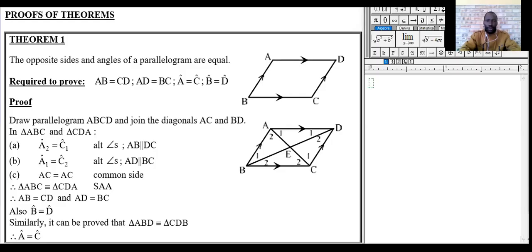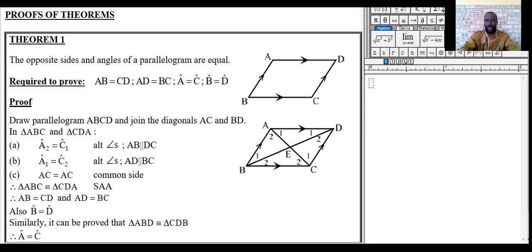Now, in this lesson, we would like to look at this discussion of the theorems of parallelograms. In one previous lesson, we had a discussion on the properties of parallelograms, and we also saw that some of those properties have a lot of applications that we can use to form equations so that we can solve for some unknowns.